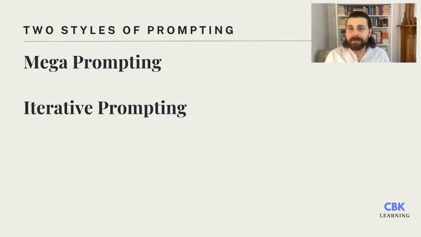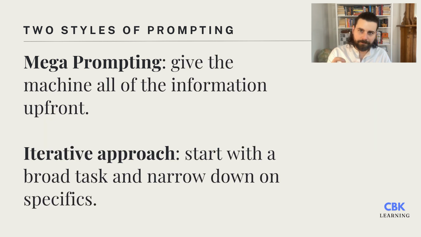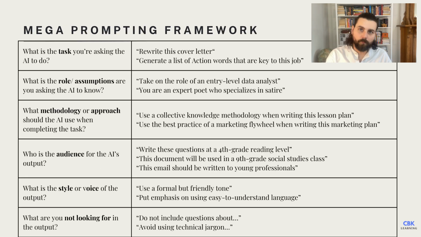These 2 styles are mega prompting and iterative prompting. And while this may sound a little bit intimidating in their names, I promise you that you've already stumbled into these while you've played around with AI tools. Mega prompting basically just means that we're giving the AI model all of the information we can think of upfront in one big prompt. There's some really great frameworks you can use in order to think through what information the AI model might need. One of the models that I use asks a series of questions.